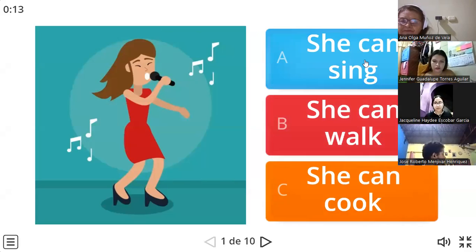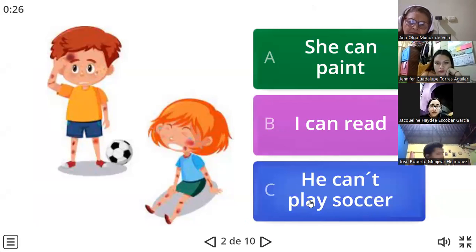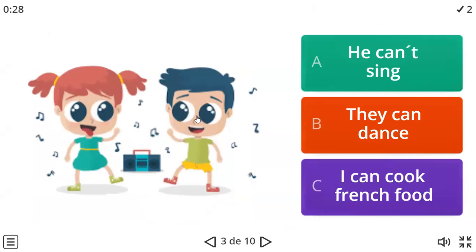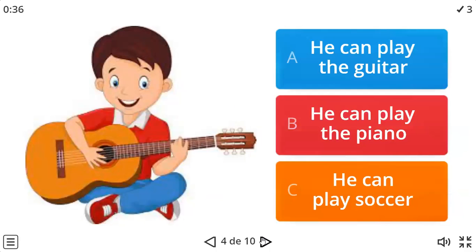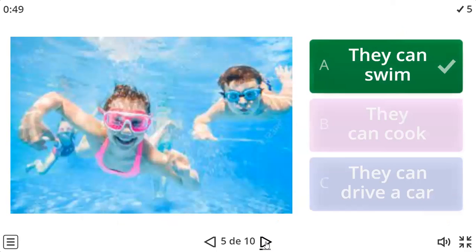A. Okay, sing. She can sing. Está bien, ella puede cantar. Sing, cantar. Now this one. Sí, he can play soccer. Play soccer. Now this one. B, they can dance. They can dance. Cool. This one, guys. He can play the guitar. They can play the guitar. This one, guys. They can swim. Nice. What about this one?